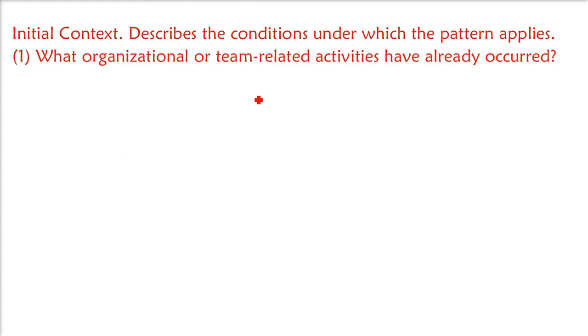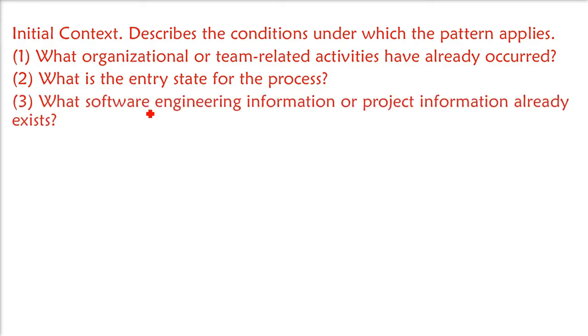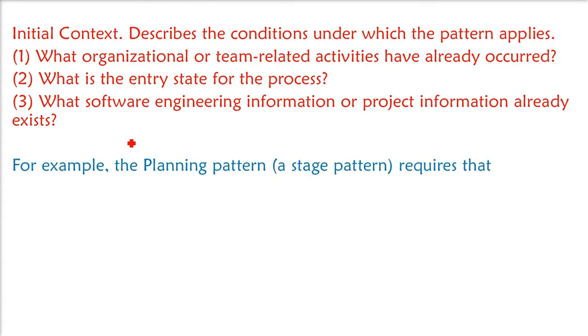Then we'll have the initial context. Here we are describing the conditions where we are going to apply this pattern. We need to ask certain questions for the initial context. What organizational or team related activities have already occurred? Means your organization, some other team might already have worked on this. If this question is answered, then this will be the initial context. How do you enter? What is the entry state for the process? And what software engineering information, solution or project information is already with you?